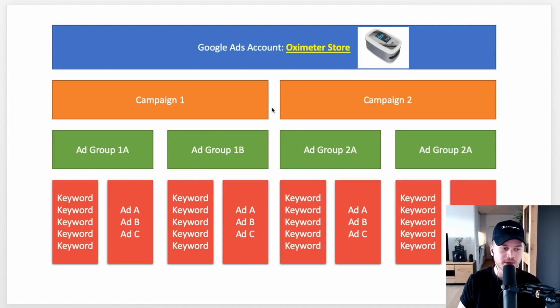An oximeter is something I sold last year, which is just a product that you can put on your finger, and it will then tell you your oxygen saturation in your bloodstream and also your pulse. So this is something I sold through Google Ads last year. And since I closed down the store, I'm going to use this Google Ads account later to show you some more strategies and tactics. And I'm also going to use this as an example to start a new Google Ads account.